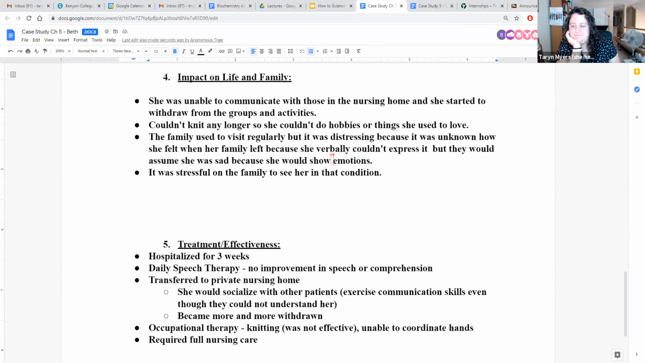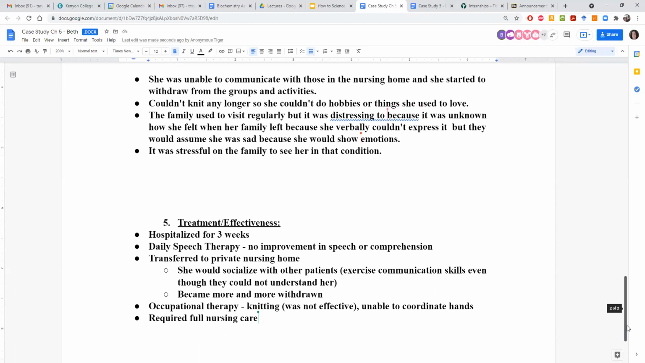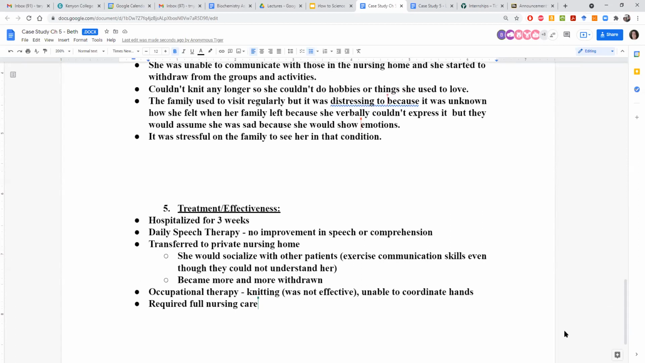So yeah, it was a little different from Luke's, obviously. She was hospitalized for 3 weeks. I mean, she had friends there. We didn't really put that, but she had friends there that was a little helpful. Then she did require nursing care. And then she was transferred to a private nursing home. That's where she spent the last few years of her life. I think a stroke is what fully ended it.